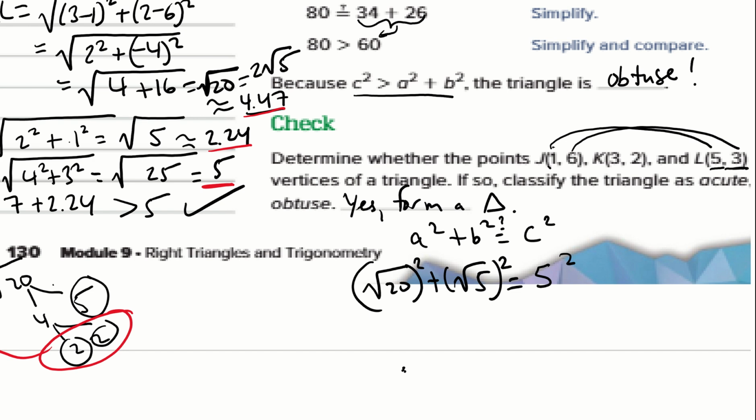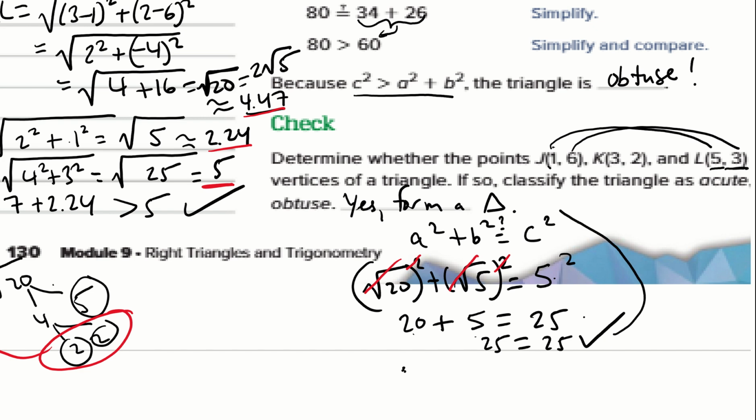Now the square root of 20 squared cancels out, leaves you with 20. The square root of 5 squared cancels out, leaves you with 5. 5 times 5 is 25. 20 plus 5 is 25. So this is actually equal to. Since it's equal to it, it must be a right triangle. Okay, and that takes care of the problem.